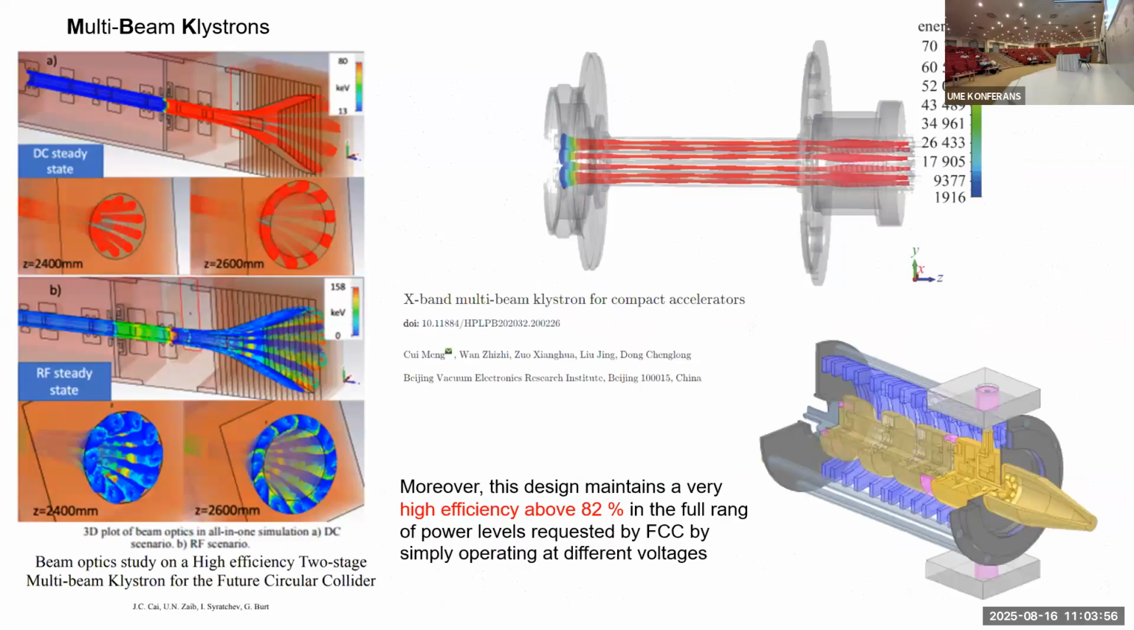This is the simulation result of the multi-beam Klystrons. But of course, with efficiency, it's about 82. Not 22, 82%. Yeah. This is shown, requested by FCC. And it will be used for a future hadron collider. I'm not sure the future circular collider will be conservative or not. Yeah. Everything is money.